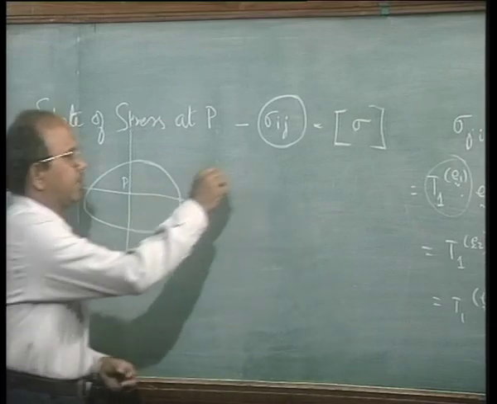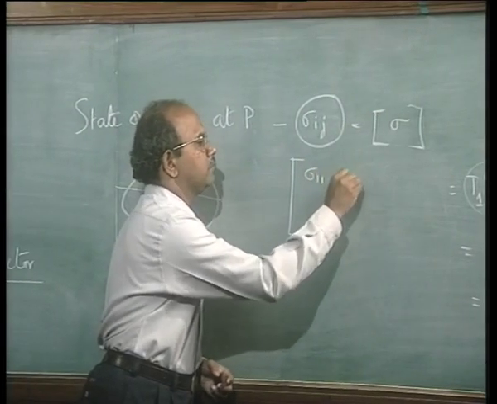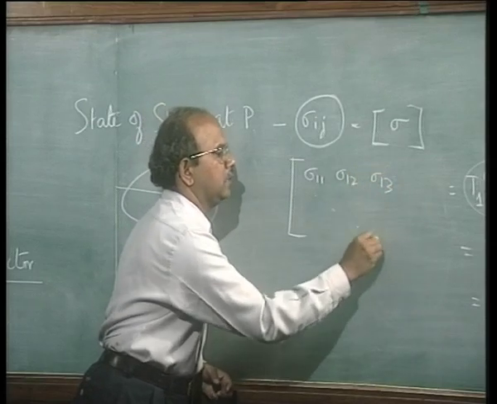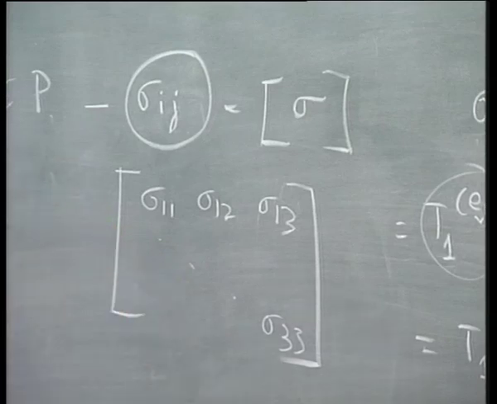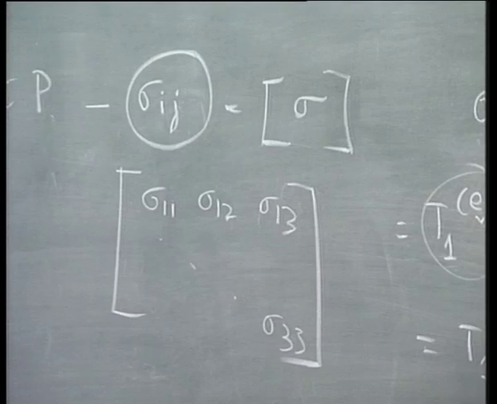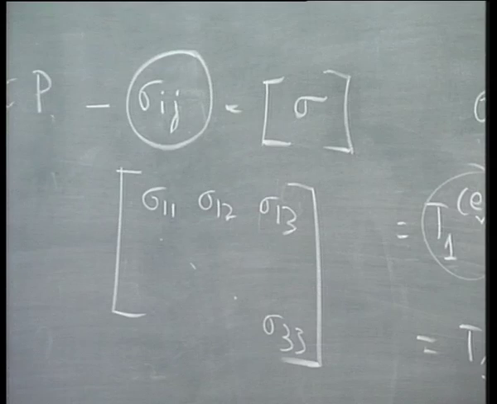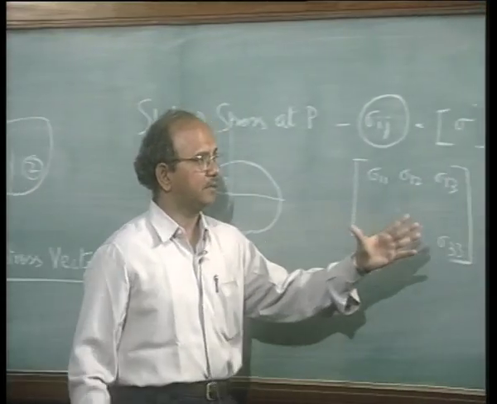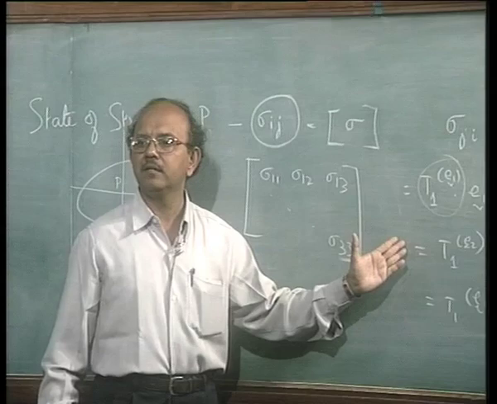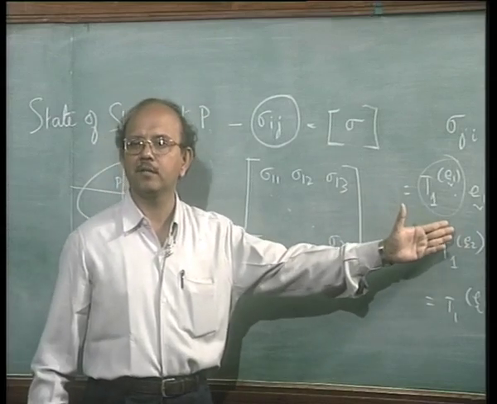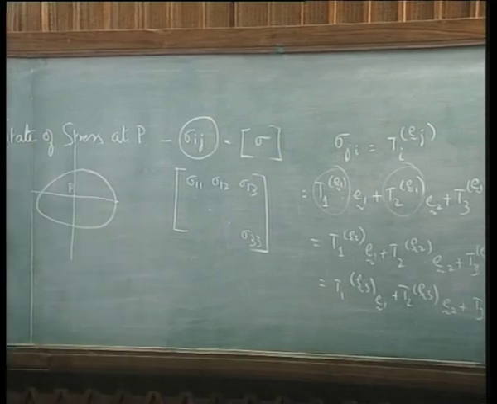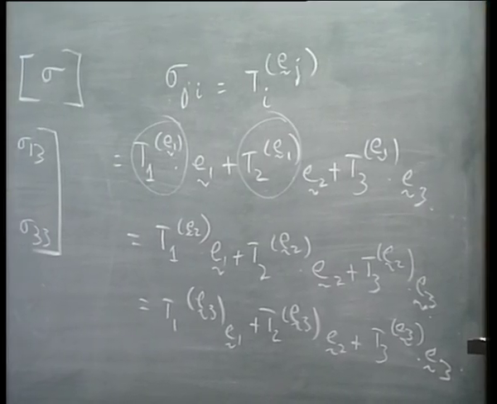They are nothing but sigma 11, sigma 12, sigma 13, and so on. Clear? Okay. So, these nine quantities are the crux or the clue to stresses at this point. Please note that we started with the stress vector and resolved that stress vector in the three directions. Do you remember? That is what we did.